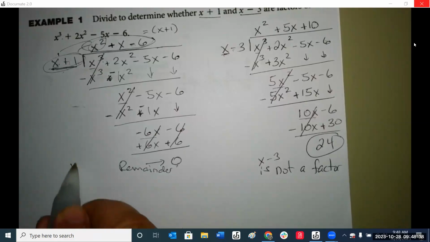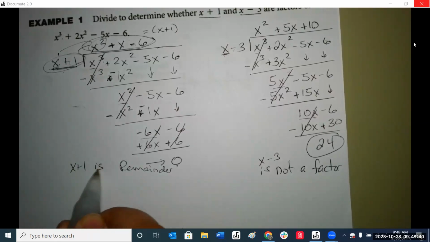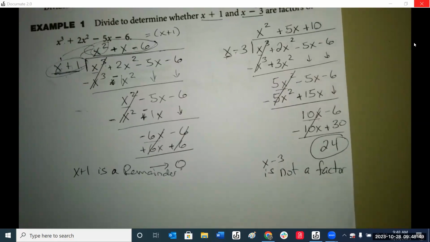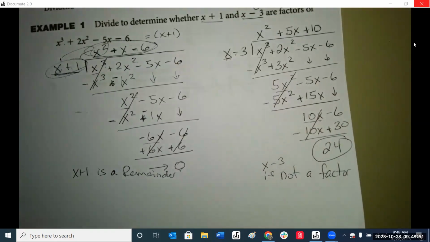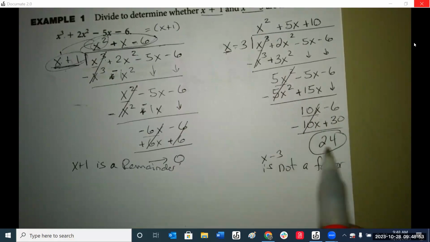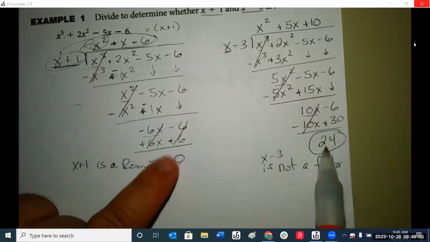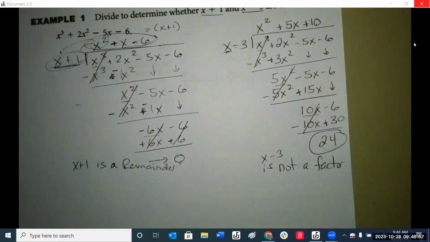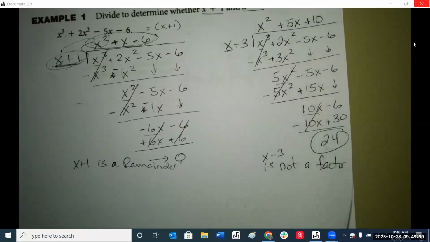X plus 1 is a factor because the remainder is 0. Now, I'm also going to show you a little later how we get these. Instead of doing this whole thing, there are two faster methods we can do.